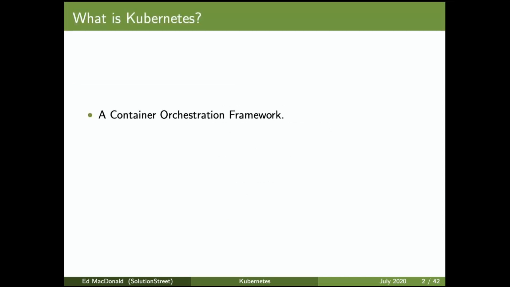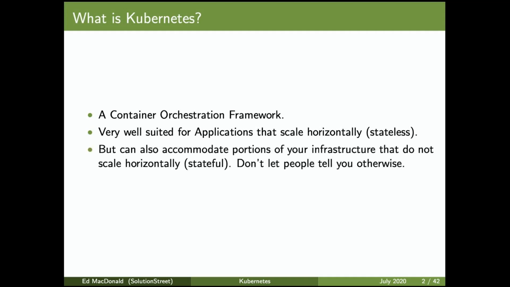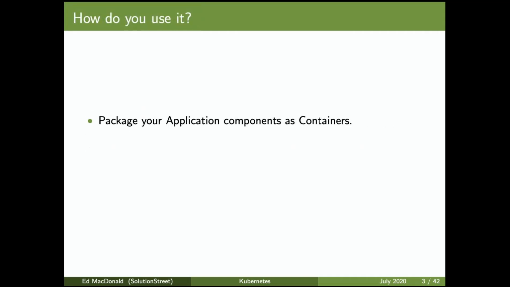All right. So first of all, what is Kubernetes? Well, the easiest way to sum it up is that Kubernetes is a container orchestration framework. It's very well suited for applications that scale horizontally, stateless applications. However, it can also accommodate portions of your infrastructure that do not scale horizontally or stateful applications. Don't let anyone else tell you otherwise. This is a big sticking point in the community, as a lot of people think that it can't do this and they don't use it for that reason. It certainly can, and we're going to show an example of that.